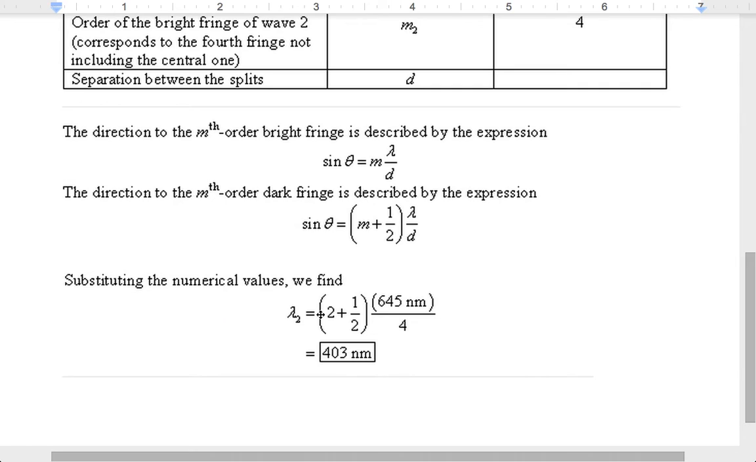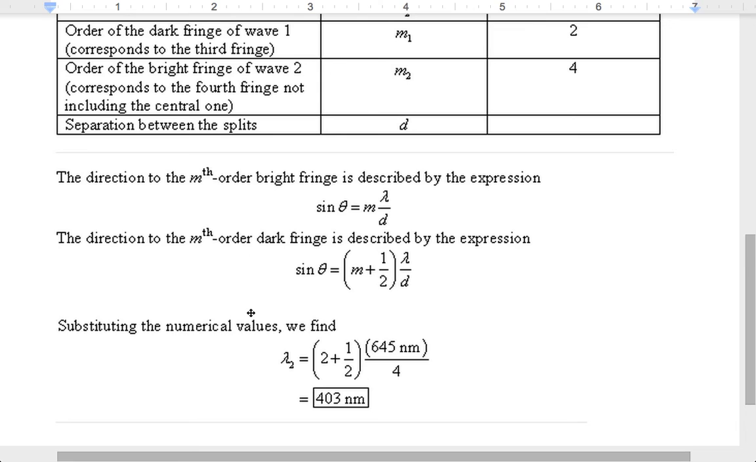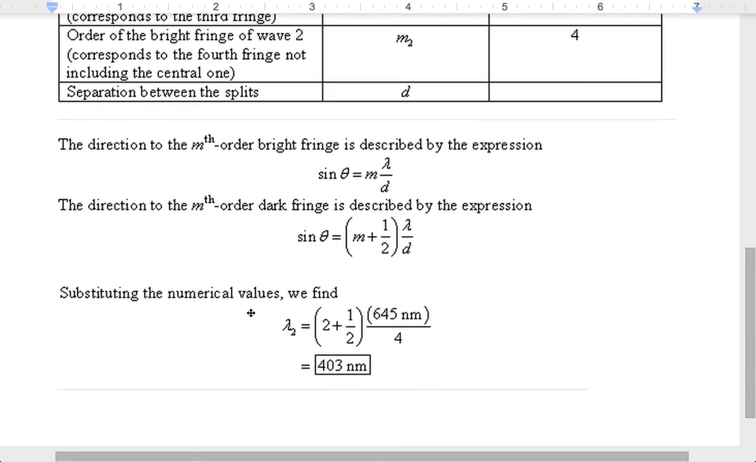So that right there is how you find the unknown wavelength when you're given one wavelength and the order of dark and bright fringes for the other.